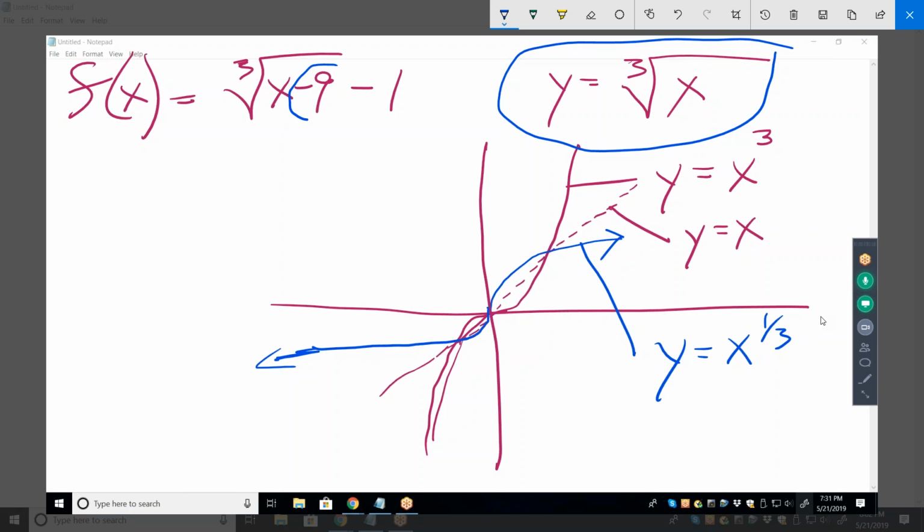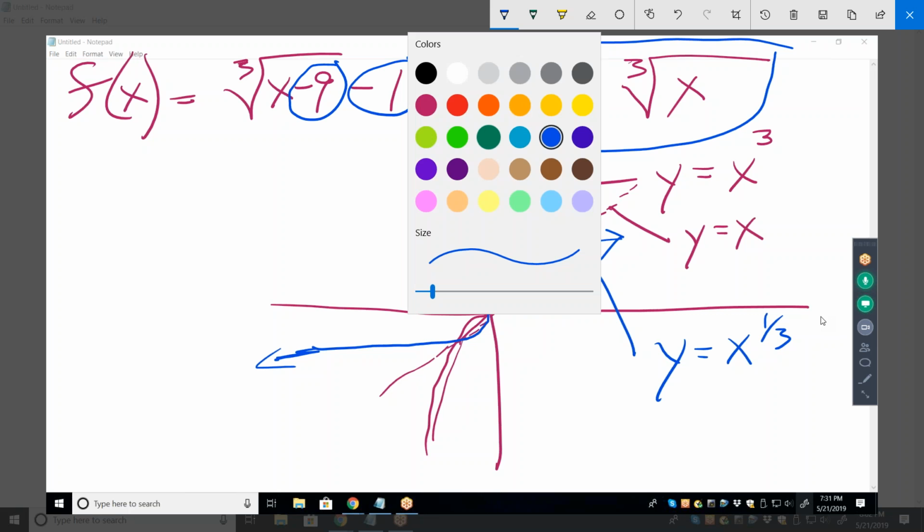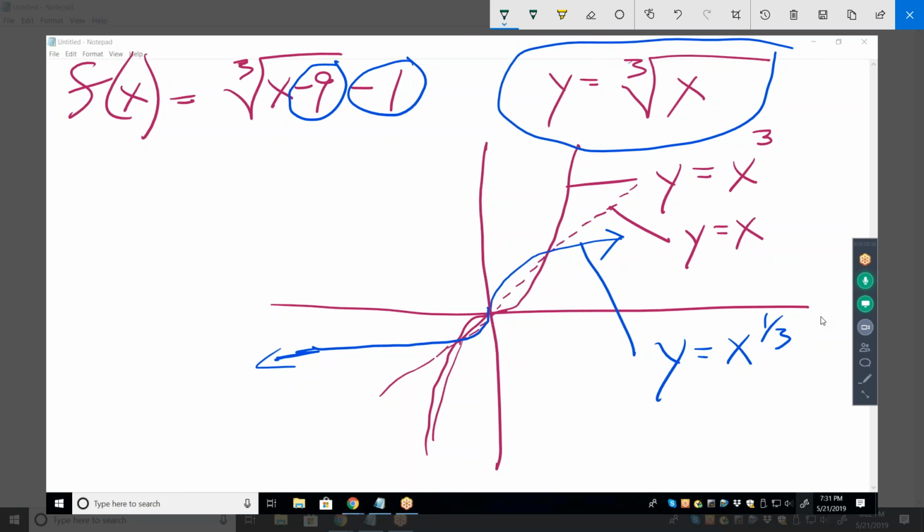Okay? So we're not quite done with the transformations yet. We didn't cover the -9 and the -1. So let's do those in a different color. Let's start with the -9. What does that do? That moves the graph, the line, to the right 9. So I'm going to try to take this blue line and draw it about that point. The right-hand side goes like that. The left-hand side kind of goes like that. So that green line is the cube root of x minus 9.